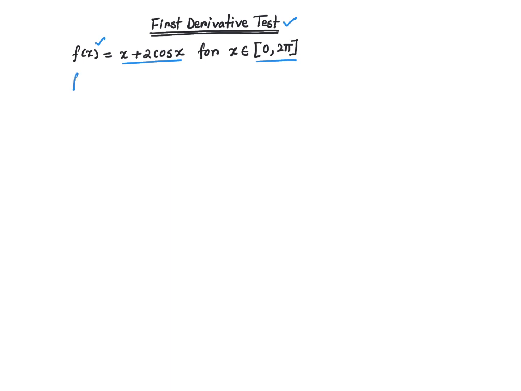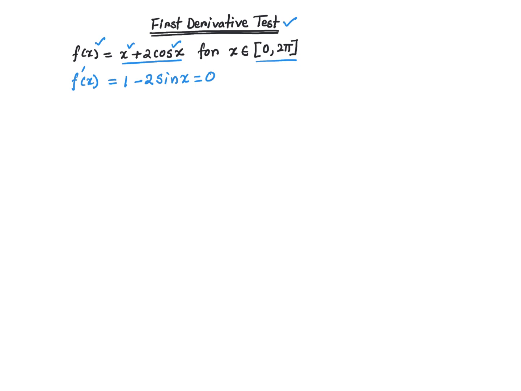So what is the first derivative of f of x? It's the derivative of x, which is just 1, plus the derivative of 2 cosine of x, which is negative 2 sine of x, because the derivative of cosine of x is negative sine of x. We need to set it equal to 0 and solve for x to find the critical values. So let's go ahead and solve for x.